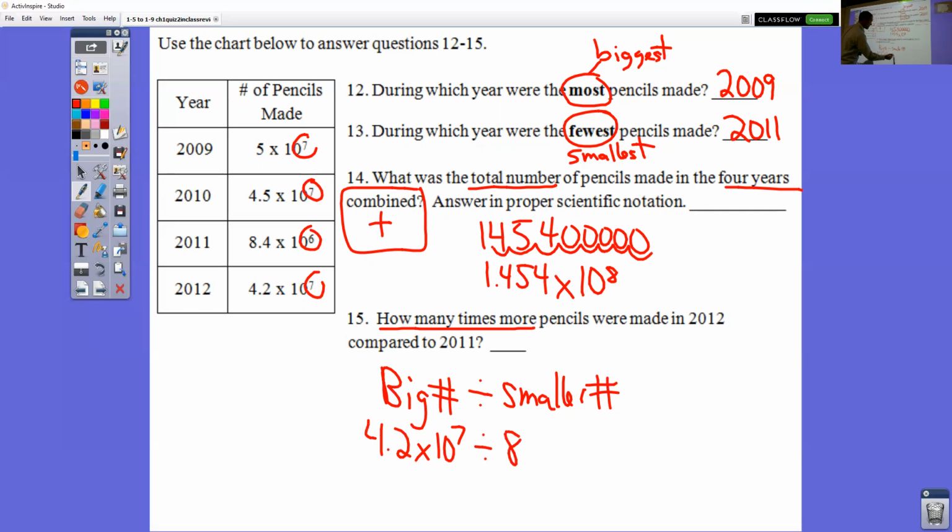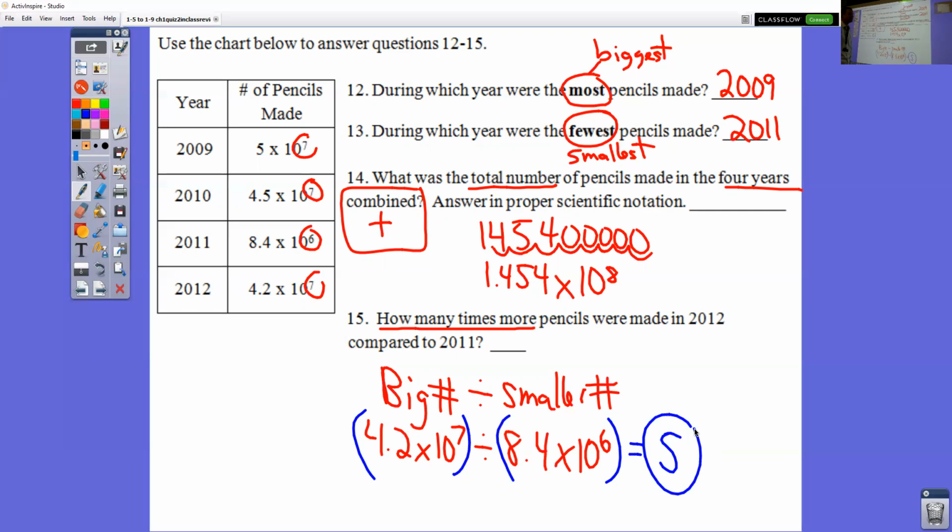So 8.4 times 10 to the 6th. Now be very, very careful. Remember, with dividing, you have to put the numbers inside parentheses. If you don't use the parentheses for dividing, you'll get the wrong answer every time. When you type that into the calculator with the parentheses, you get a flat answer of 5.